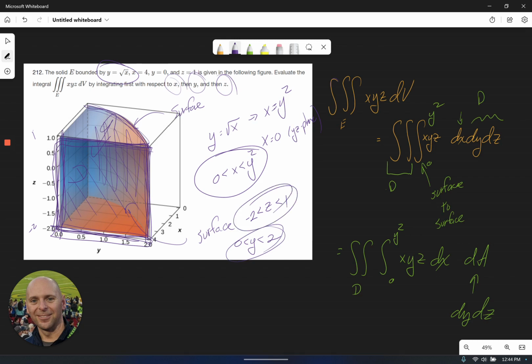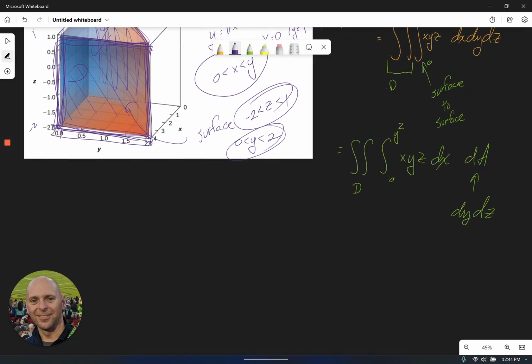We can actually see why this turns out to be a good way to do this problem, particularly because the region that we end up with here, the projection into the yz plane of this surface, actually ends up being a rectangle, which makes it really nice to compute because then we end up with just constants for our limits.